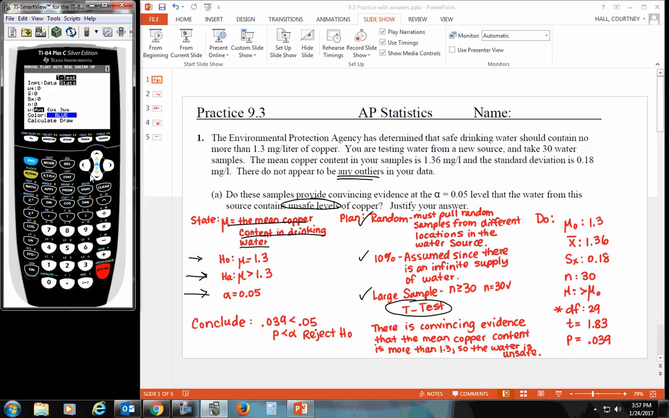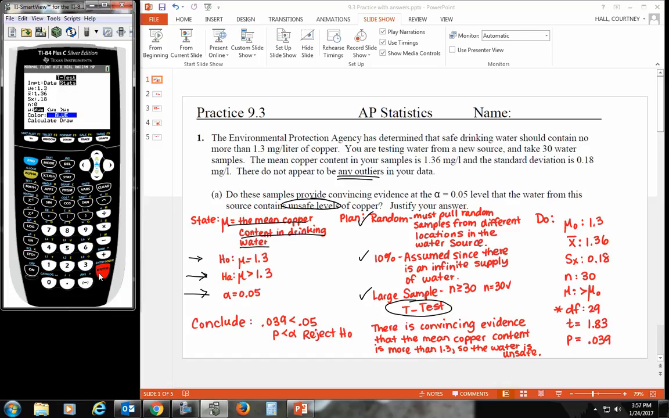The mu naught is going to be the hypothesized or the claimed value. So it's going to be the 1.3. Just remember that it's always the number that you're using when you write up your hypothesis. The x bar is their sample mean. So when they actually took the sample of 30 different water samples, they got a mean of 1.36. So that's going to be our x bar. And then Sx is your sample standard deviation. So from the sample of 30, they got 0.18 for their sample standard deviation.